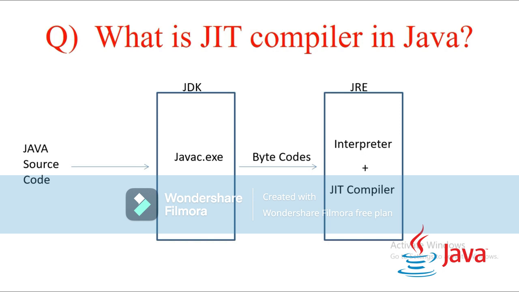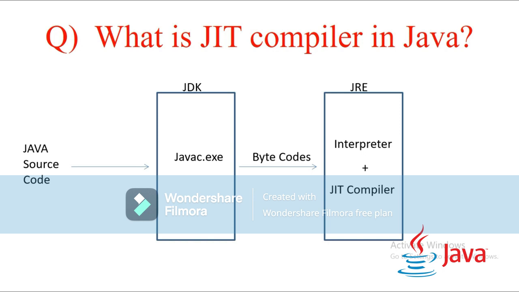For converting your byte codes, which are machine independent, you need two things, the interpreter and the JIT compiler. What will the interpreter do? It will go line by line through your byte codes and convert your code into machine language which is understood by the system. But the interpreter decreases your efficiency and increases the time to completely convert your byte code into machine code, and hence the JIT compiler was introduced.